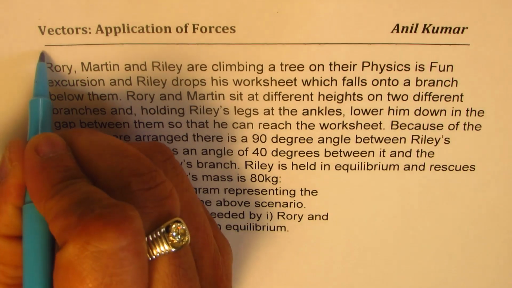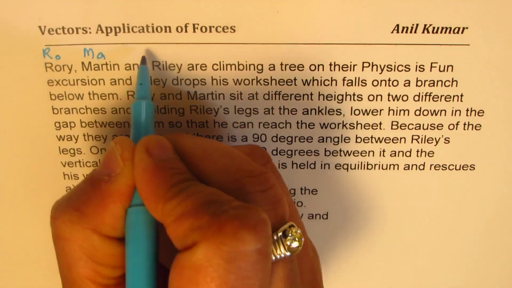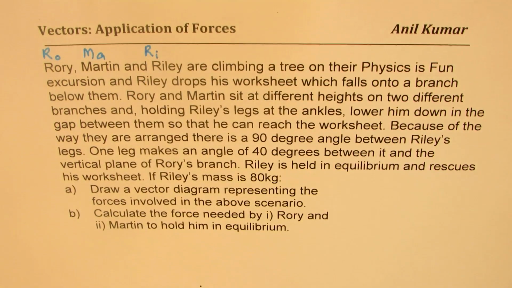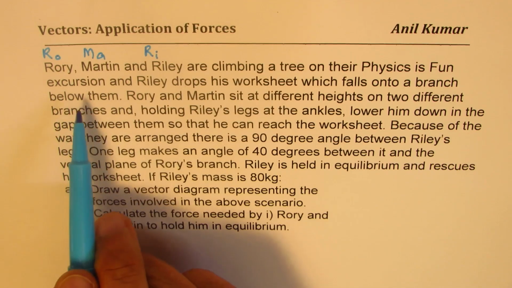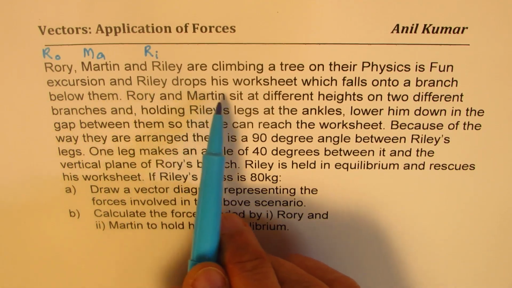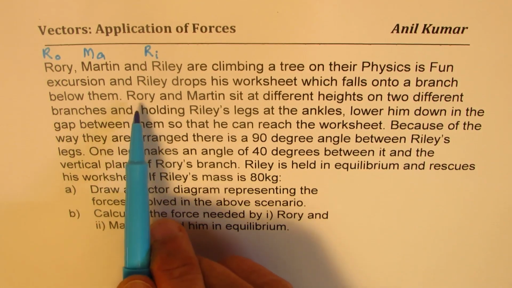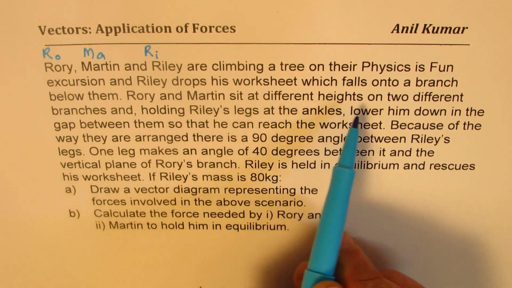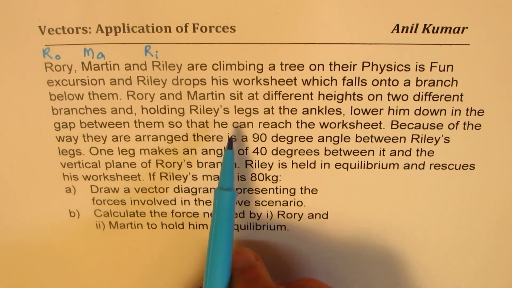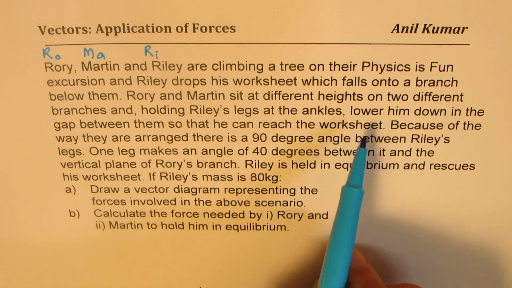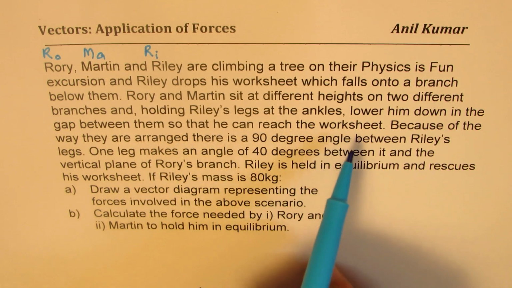So Rory, I'll just call this as RO, Martin as MA, and Riley as RI. They are climbing a tree on their physics excursion, and RI drops his worksheet which falls onto a branch below them. RO and MA sit at different heights on two different branches and, holding Riley's legs at the ankles, lower him down in the gap between them so that he can reach the worksheet.